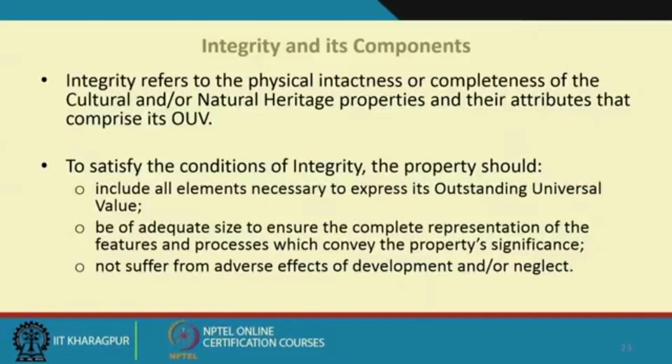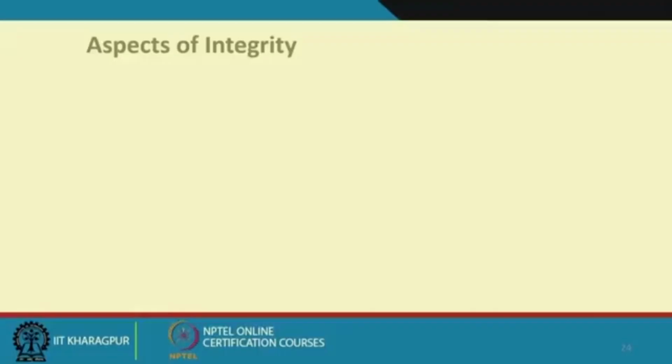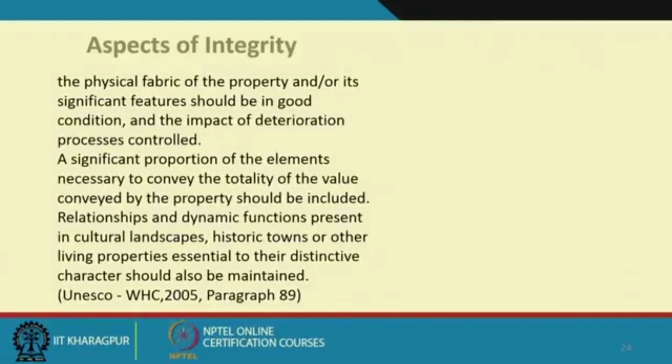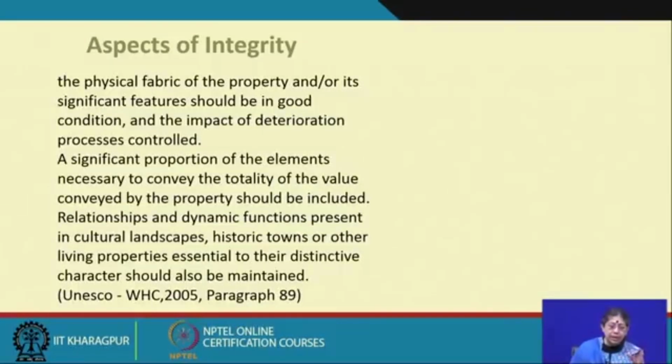There is even a proposal in Sikandra in Agra for a flyover which is coming within the 100 meters. So these are the things which actually interfere with integrity. If we do not understand this aspect, we probably cannot take a decision, nor can we convince others what it means. So, on the aspects of integrity, I quote: the physical fabric of the property or a significant feature should be in good condition, and the impact of deterioration processes controlled.